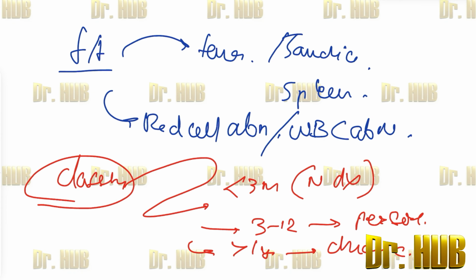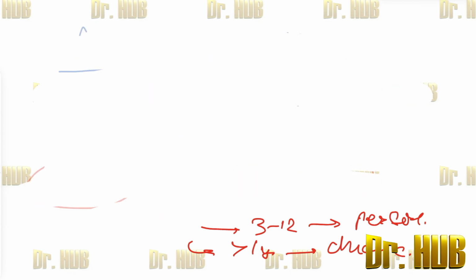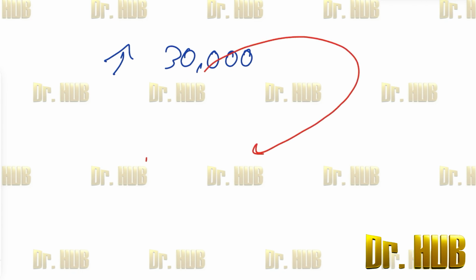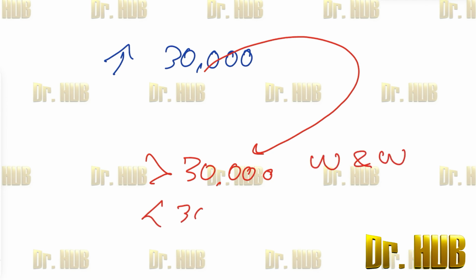Now let's move on to treating this ITP. In the treatment of ITP, the goal is to increase the platelet count to about 30,000. If the platelet count is greater than 30,000, you wait and watch. If it is less than 30,000, that is where you have to treat it. In children, it is a self-limiting course.